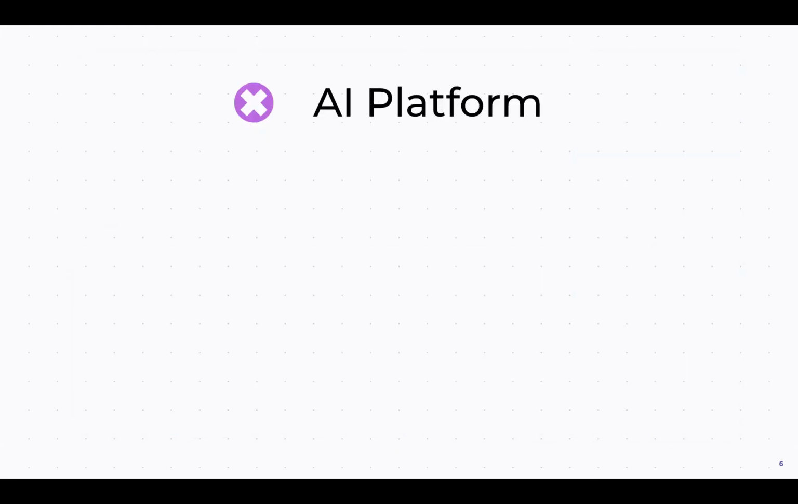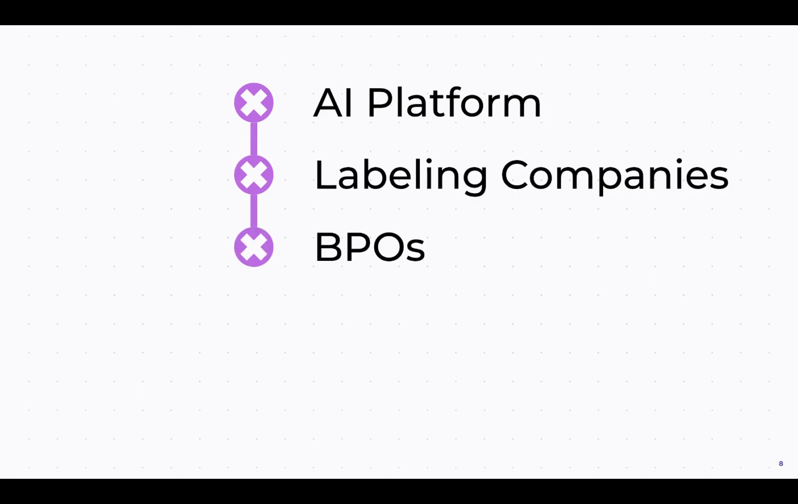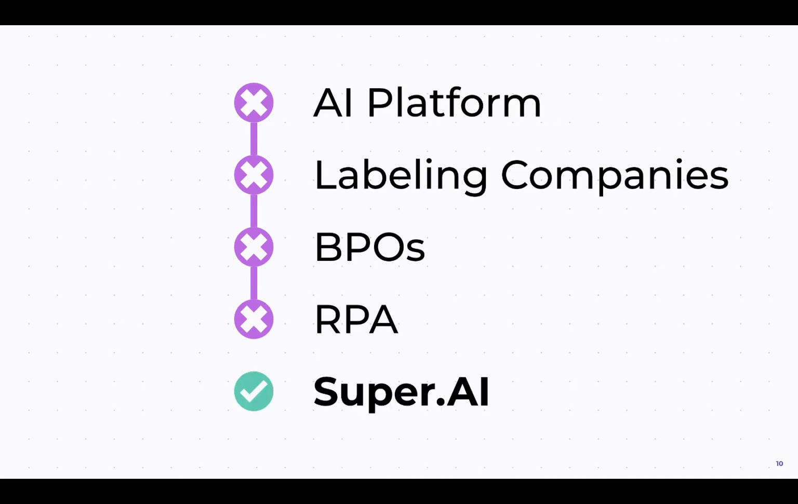And if you want to automate this, building an AI platform is a huge investment and needs an army of data scientists. And even if you get it to work, AI solutions don't guarantee quality and are extremely complex to use. You could use labeling companies or BPOs, but they're too expensive, slow, and they take a long time to train. RPA is not powerful enough to get the job done, nor is it adaptable enough. And if you get any of these to work and you need to modify it, well, you might as well start from scratch. And that's why we built super.AI.